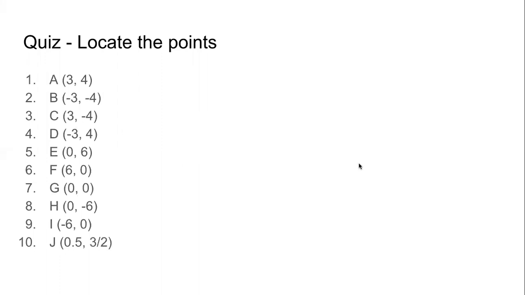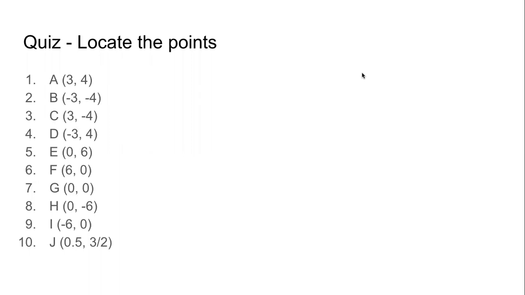But before that, let us see how prepared we are. And if we are not prepared, this quiz will help us prepare. It's very simple. On the screen, you see 10 different points: A, B, C, D, E, F, G, H, I, and J. And for each point, I have already given you their coordinates. So point A is (3, 4). Point B is (-3, -4). Similarly, point G is (0, 0).